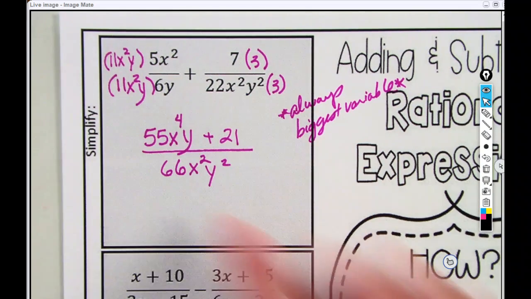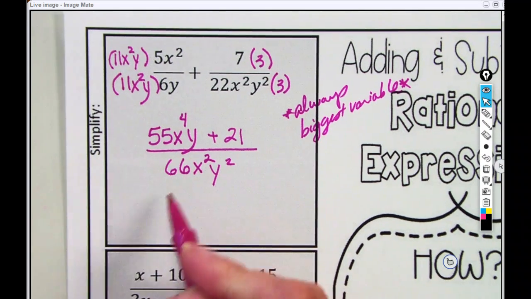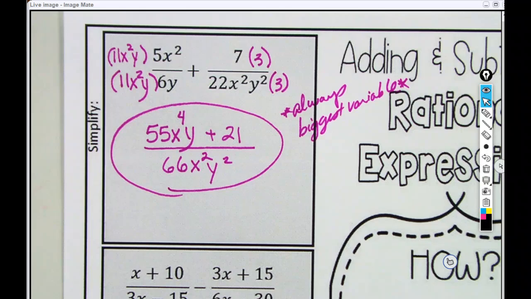How do you feel about that one? Not so bad? That is the answer. We just added those 2 fractions together. Isn't it beautiful?